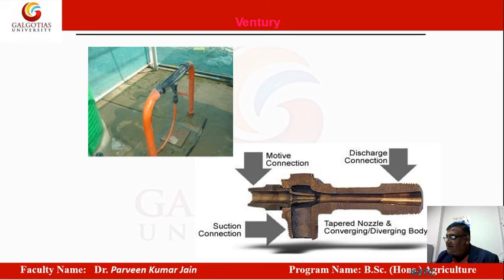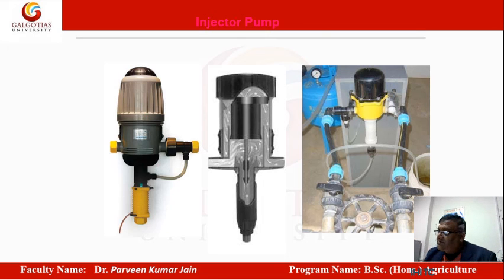There is another part called the Venturi. This is another type of equipment which is helpful in fertigation. Another way is with the help of injector pumps, which also inject the fertilizers. And then the fogger systems, which I have already shown you, are used for cooling down the polyhouses.